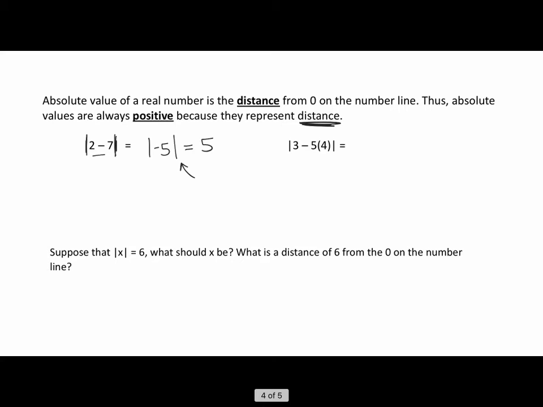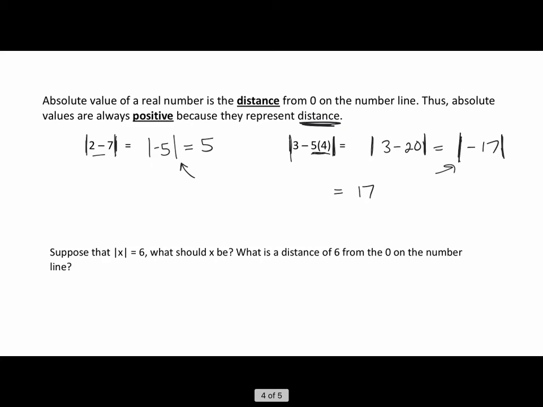And another example here, we've got an absolute value, so we first need to look inside and see if there's anything that we can change. So we can multiply first. 5 times 4 is 20. And then we can subtract, so 3 minus 20 is -17. And now we can look at this and say, hey, absolute value means distance. So what is the distance from 0 to -17? And that is 17 units.